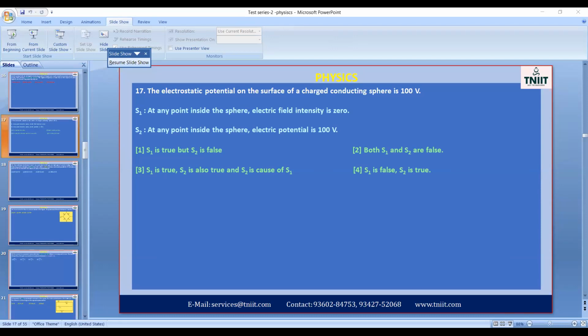X is equal to what? 30. So if X is equal to 30, you can now calculate Y. So Y will be equal to X by 4. 30 by 4, how much? 7.5. So what are the two resistances? 30 ohm and 7.5 ohm. So which is the right option? Option 2 is the right answer.